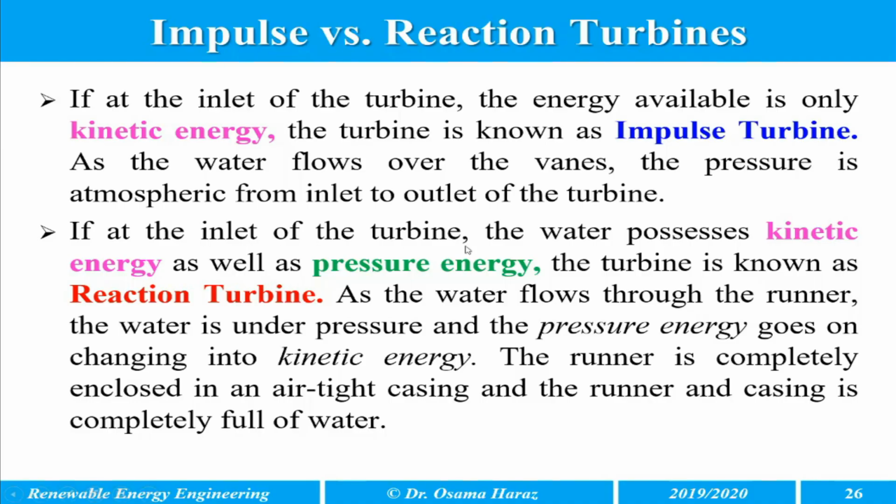If at the inlet of the turbine the water possesses kinetic energy as well as pressure energy, the turbine is known as the reaction turbine. As the water flows through the runner, the water is under pressure, and the pressure energy goes on changing into kinetic energy. The runner is completely enclosed in an airtight casing, and the runner and casing is completely full of water. And these are the main differences between impulse and reaction.